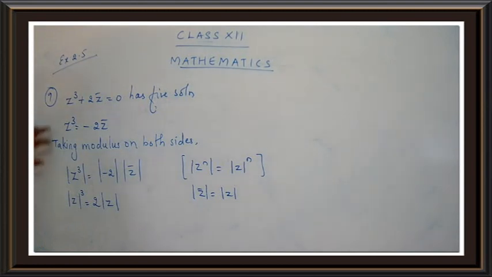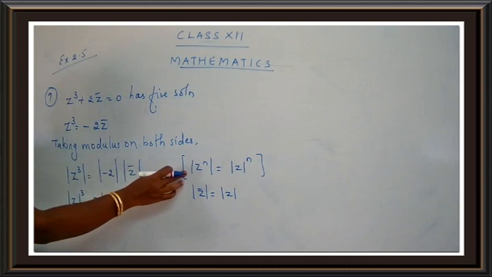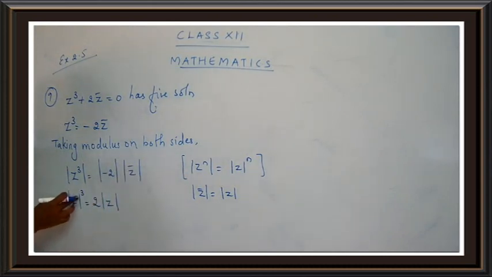Are you clear children? So we started with z cube plus 2z bar is equal to 0. So we are splitting it. z cube is equal to minus 2z bar. You take modulus on both the sides. So modulus z cube is equal to modulus minus 2 times modulus z bar. I'm using a property over here. So I get modulus z the whole cube. This is equal to modulus minus 2, which is 2, and modulus z bar is equal to modulus z.